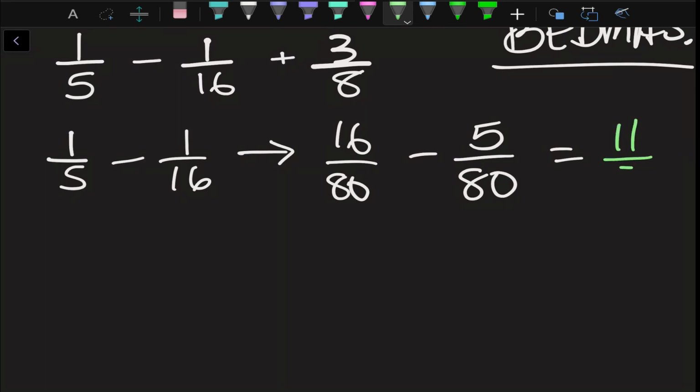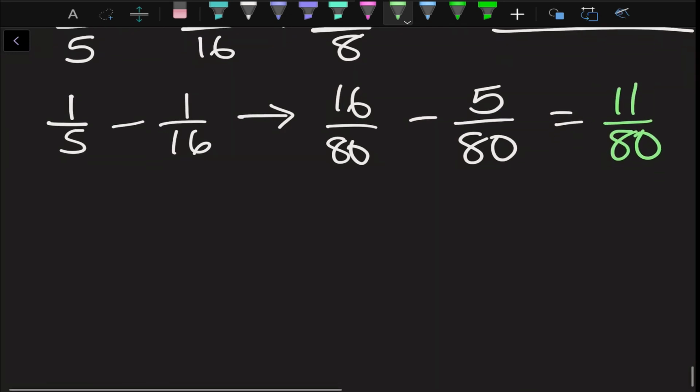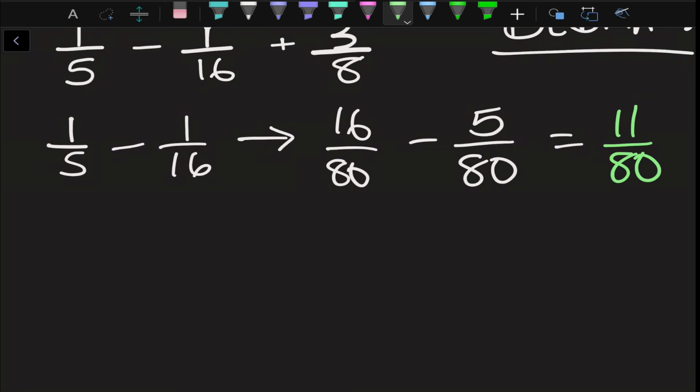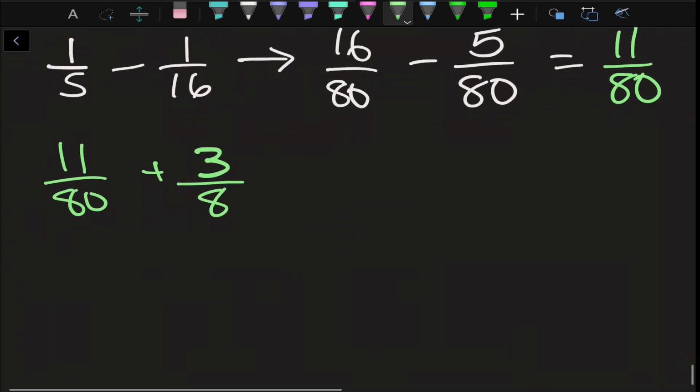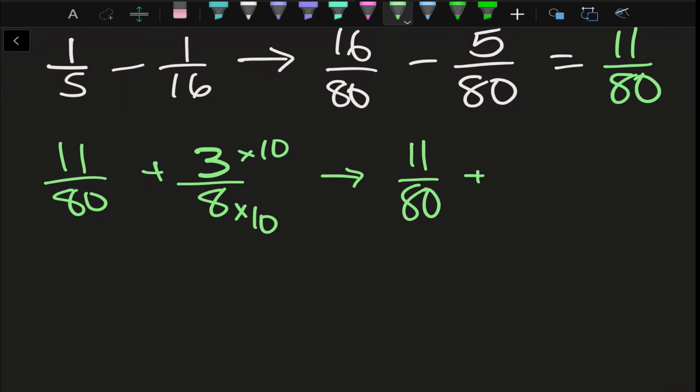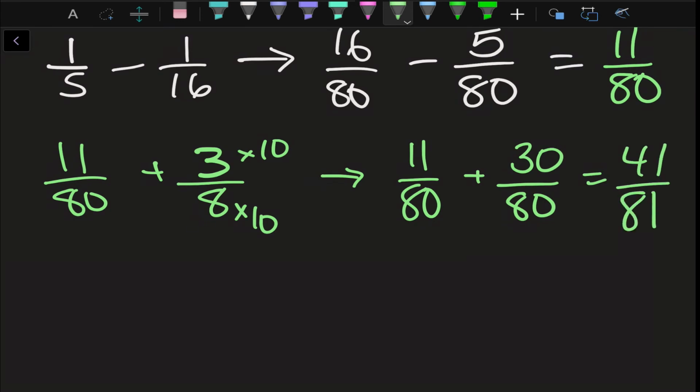which gives me 11 over 80. And I can bring that down because I have to add 3 plus 8. So I have 11 over 80 plus 3 over 8. Pretty simple on the bottom here. We can just multiply by 10 to get 80 on the bottom, which gives us 11 over 80 plus 30 over 80, which ends up being 41 over 80, and that is in lowest terms. Oh, over 80, not 81.